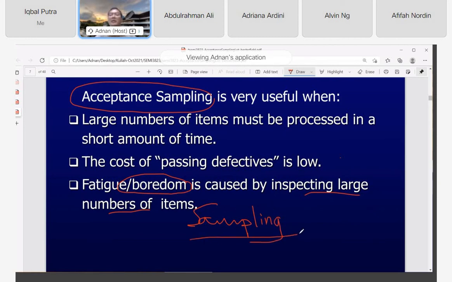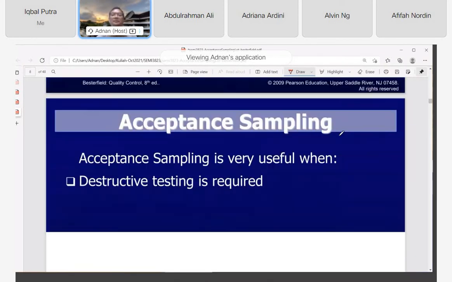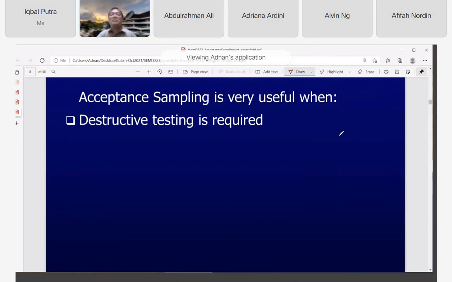We may make a decision because of the sample. Luckily, the sample is good, we decide to accept all. But actually, there are so many defective items that we miss out. Also, sampling is useful for destructive testing, because you cannot inspect 100%. When you do the testing, that item will be spoiled. The only choice is you take a sample, so that you don't spoil all the items.